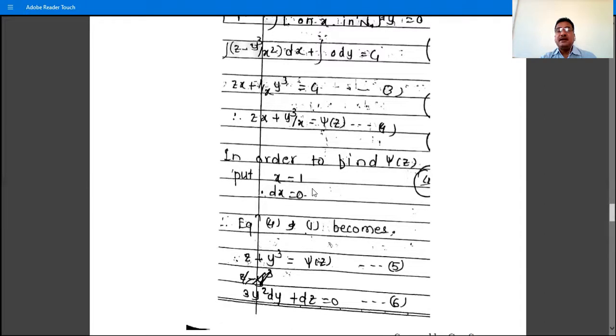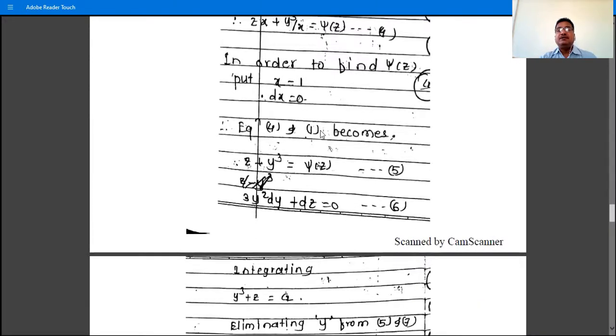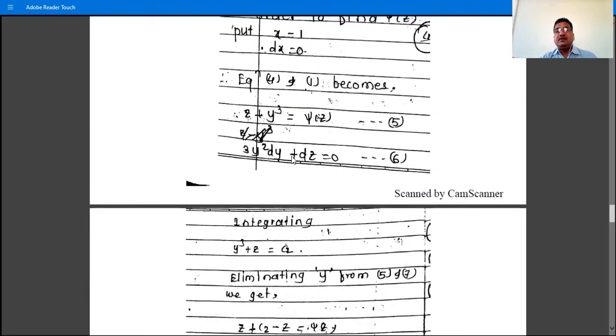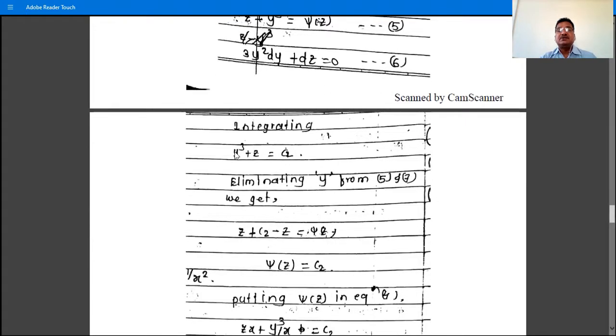Then in order to find ψ(z), put x equal to 1 in equation numbers 4 and 1. So x is 1, therefore dx is 0. Equation 4 becomes z + y³ = ψ(z), equation number 5, and equation number 1 becomes 3y² dy + dz = 0, equation number 6. Now we have to find the solution of equation number 6. The integration of 3y² is y³, plus the integration of dz is z, equal to c2, a new constant.